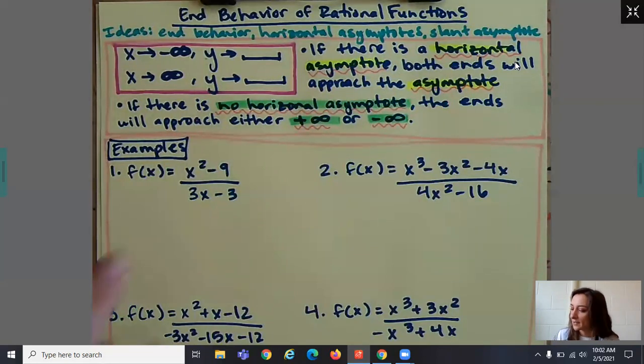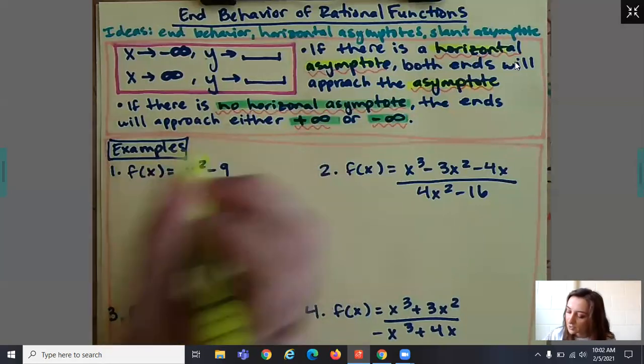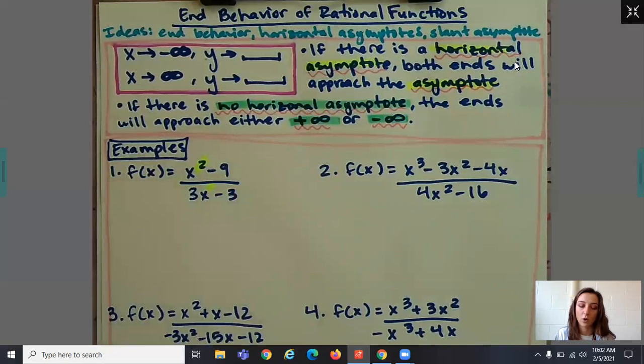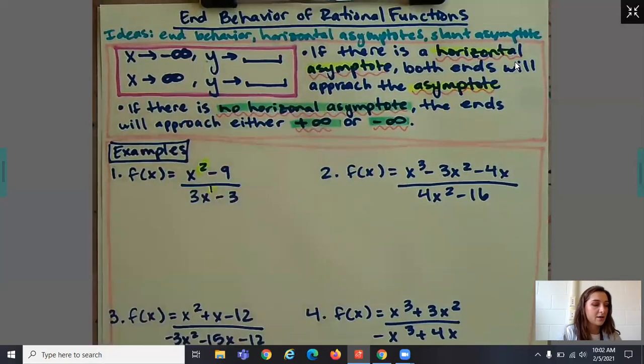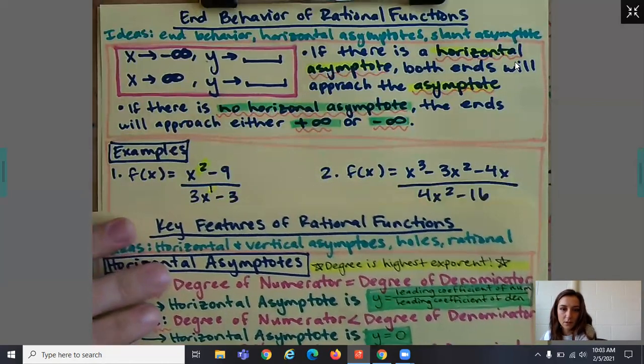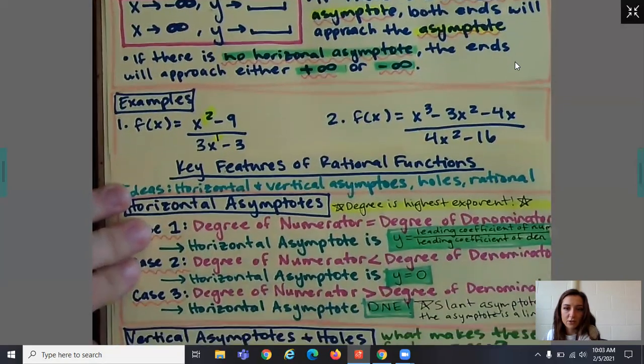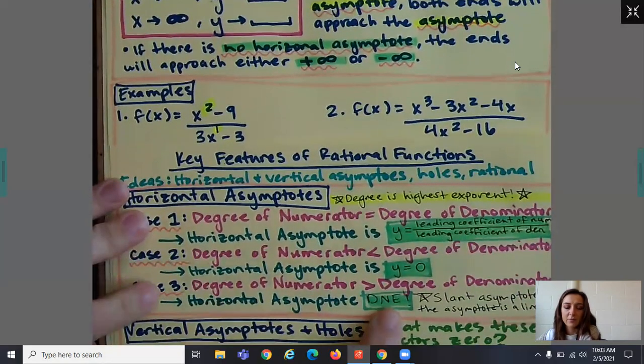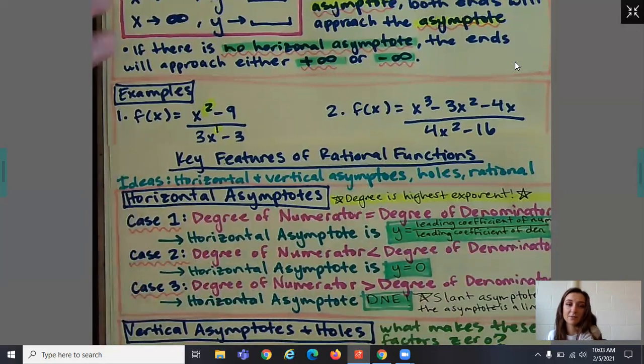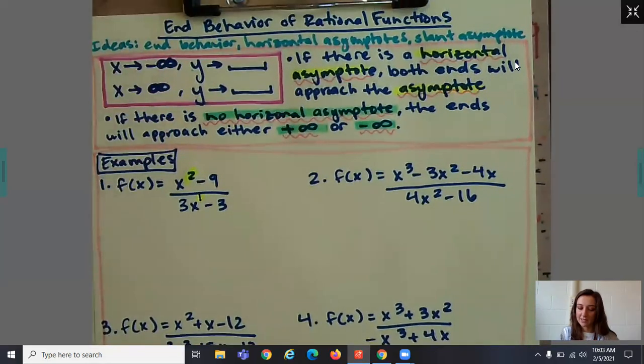So in this very first one, the degree of the numerator is 2. The degree of the denominator is going to be 1. Okay, so that means that the degree of the numerator is greater than the degree of the denominator. So let's just pull up this guy. Since the degree of the numerator is greater than the degree of the denominator, we do not have a horizontal asymptote. That means we have a slant asymptote.